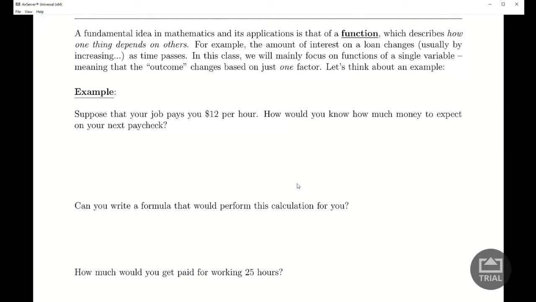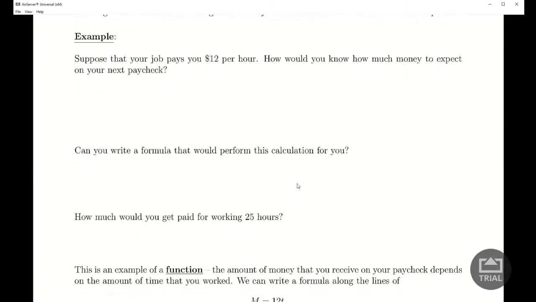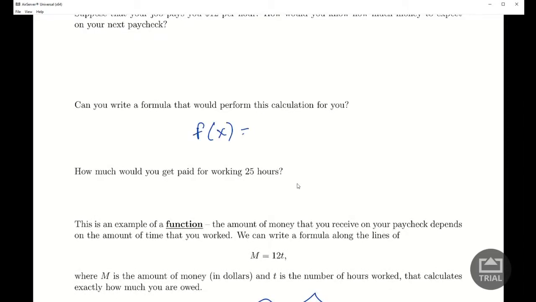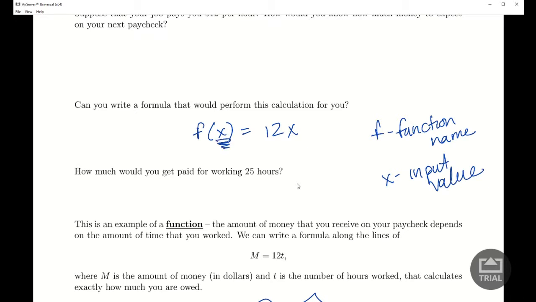So the example here is talking about you make $12 per hour. So how much money would you expect on your next paycheck? And then writing that as a function, you would write f of x equals 12 times x. The thing here is that f is the function name. x is the input value. So this x is just a placeholder. So we can put anything we wanted there. So on the next step, putting in 25. So f of 25 would be 12 times 25. And that's how functions work. One thing depends on another.